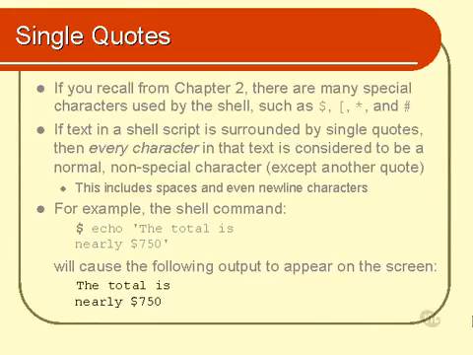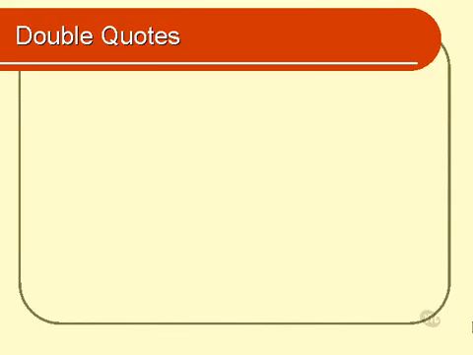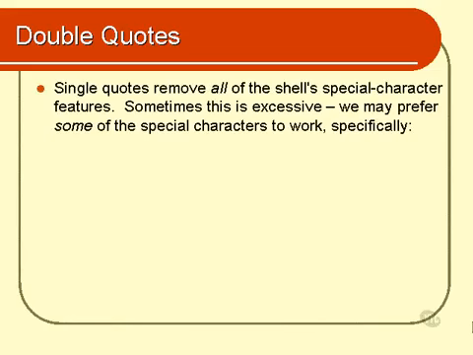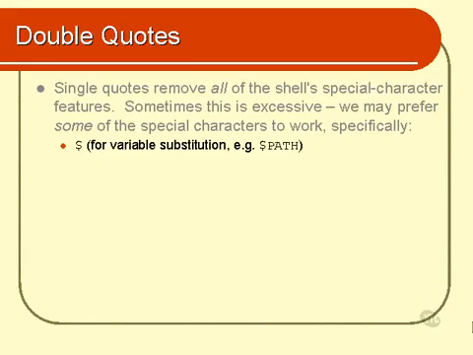Now let's have a look at double quotes. When you think you've got your head around all that, double quotes come along and mess up the picture a bit. I mentioned that single quotes remove all of the shell's special character features. This is okay, but sometimes it's a little excessive. As a convenient shorthand, we may prefer some of those special characters to work, and the ones I'm talking about are using the $ sign for variable substitution. So we may like the $ sign to remain special. And the backwards quotes, we may like those to remain special as well, and we'll explain about the backwards quotes in the next section.